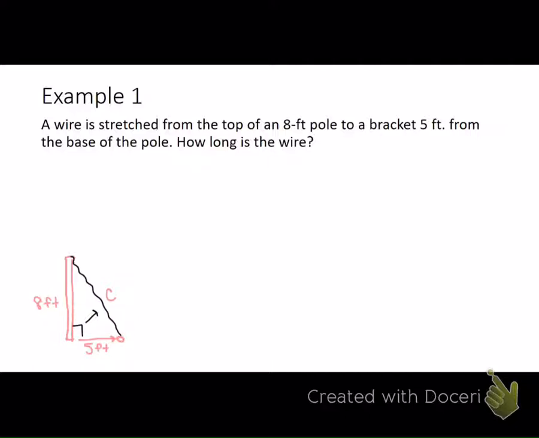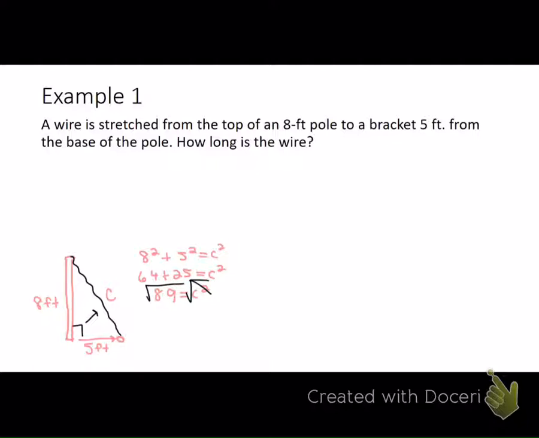So Madison, what would you tell me to set up to find that length of the wire? Yep, and I called mine C, so I'm going to write C on mine, but if you call it X, it's completely fine. So I have 64 plus 25 equals C squared. So 89 equals C squared. We know the inverse of squaring something is taking the root.